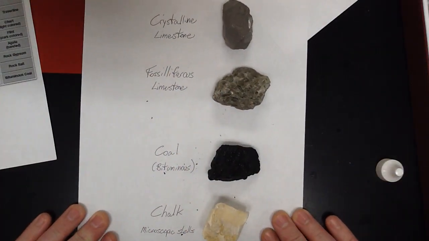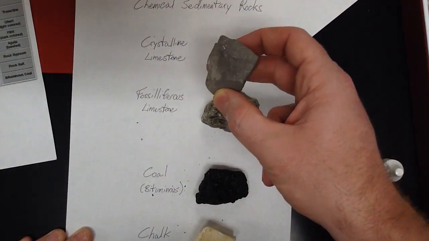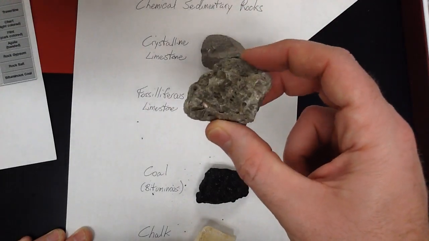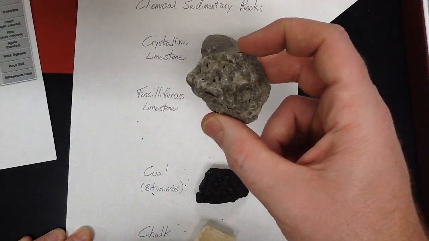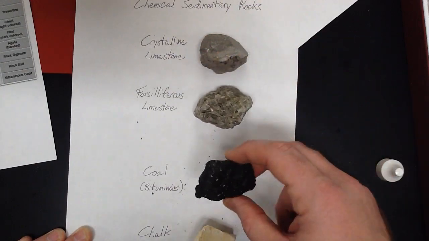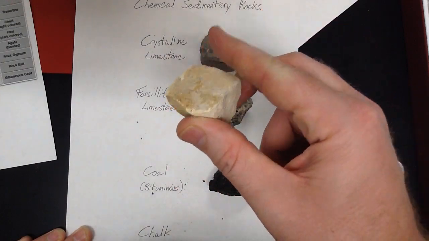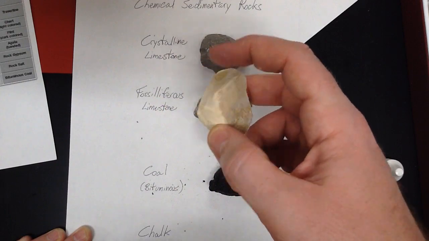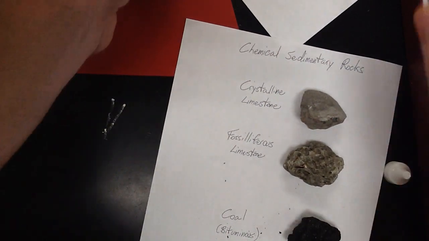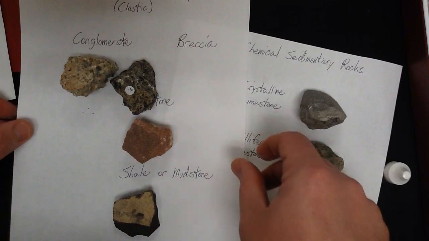These are your 4 rocks on your chemical sedimentary side. You have your crystalline limestone, which is essentially gray rock that has no fossils in it. You have your fossiliferous limestone, which is gray rock that does have fossils in it, or in this case, it has holes where the fossils used to be. You have your black shiny coal, and then you have your white soft chalk, similar to the chalk that we use on the chalkboard. And so these are your 4 rocks on the chemical sedimentary side. We've already covered the 4 rocks on the detrital sedimentary side.